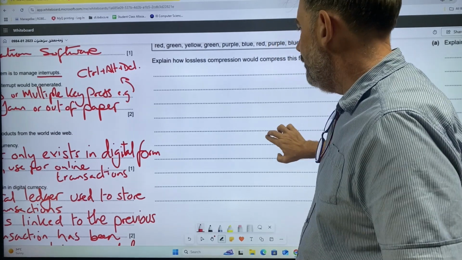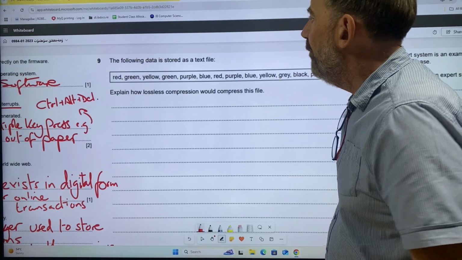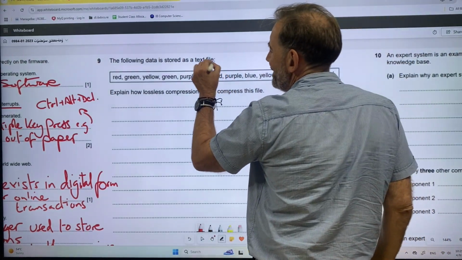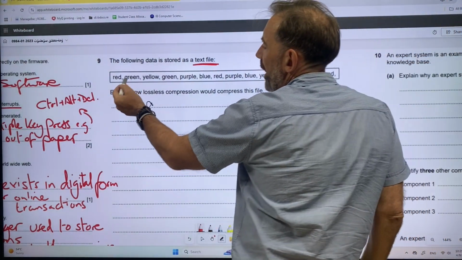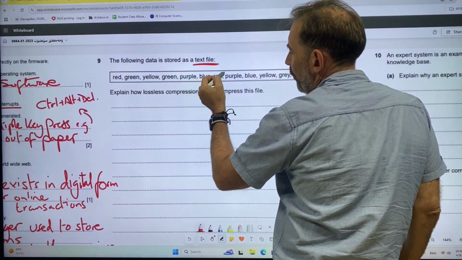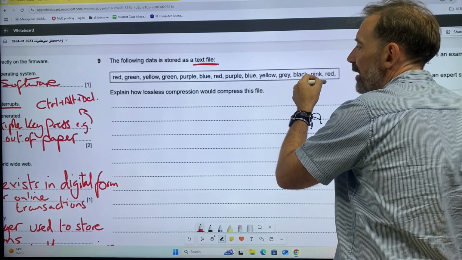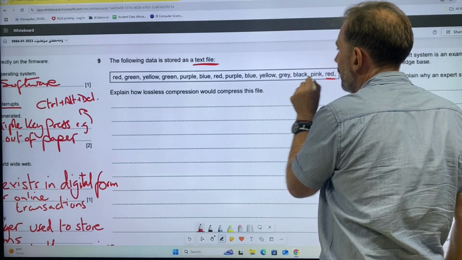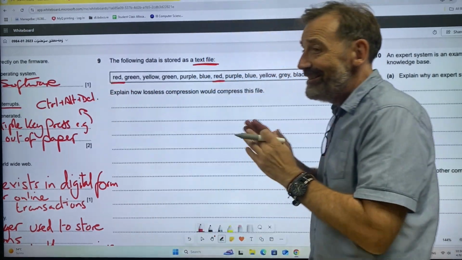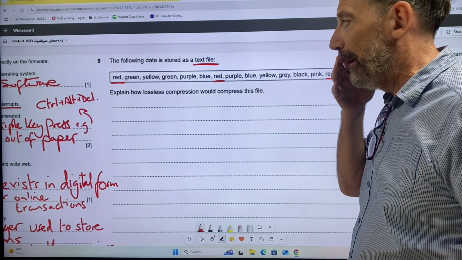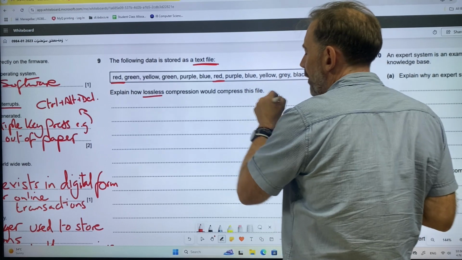Okay. This is an interesting one. The following data is stored as a text file. That's important, I'll show you why. Red, green, yellow, green, purple, blue, red, purple, blue, yellow, grey, black, pink, red. There are some repeating words within this text file. Explain how lossless compression would compress this file.